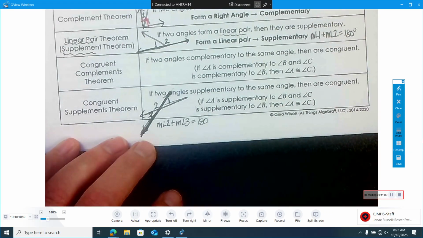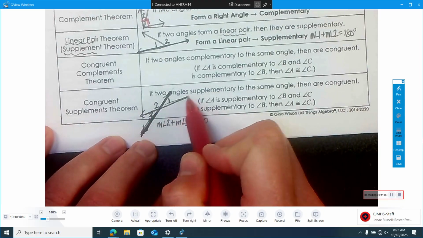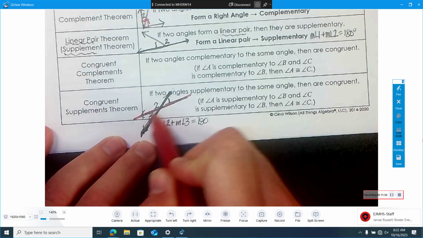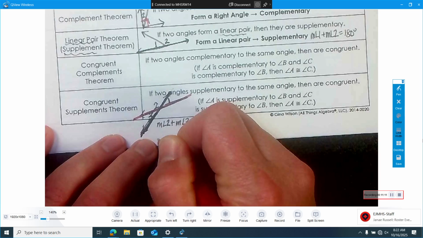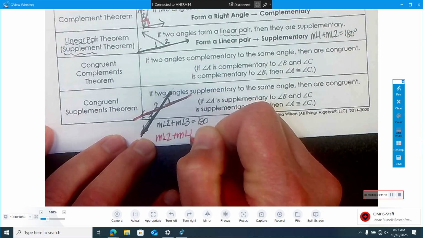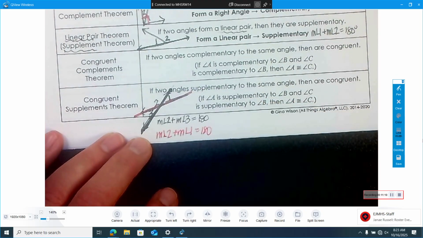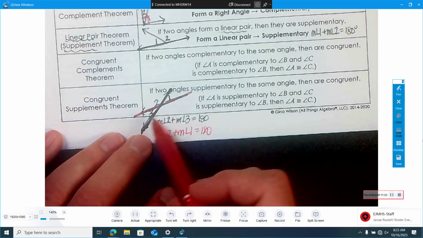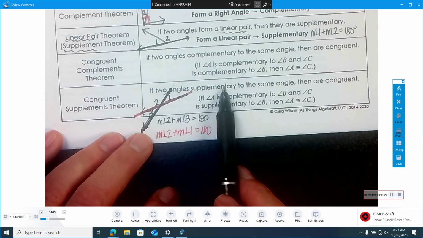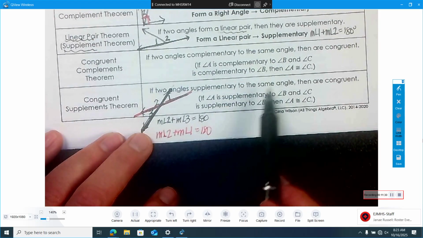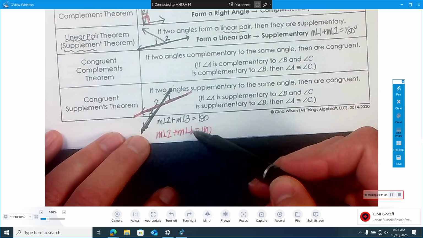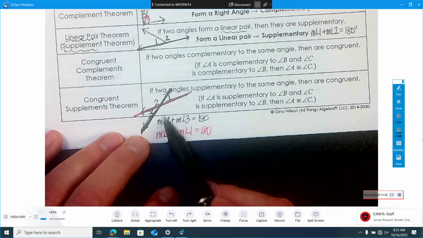Now, also, angle 2 and angle 1 are also a linear pair, which means they also equal 180. So the measure of angle 2 plus the measure of angle 1 also equals 180, okay? I don't have an angle 4. Okay, so here's what happens. If two angles are supplementary to the same angle, then they must be congruent. So you can see we have angle 3 and angle 1 that are supplementary to the same angle.